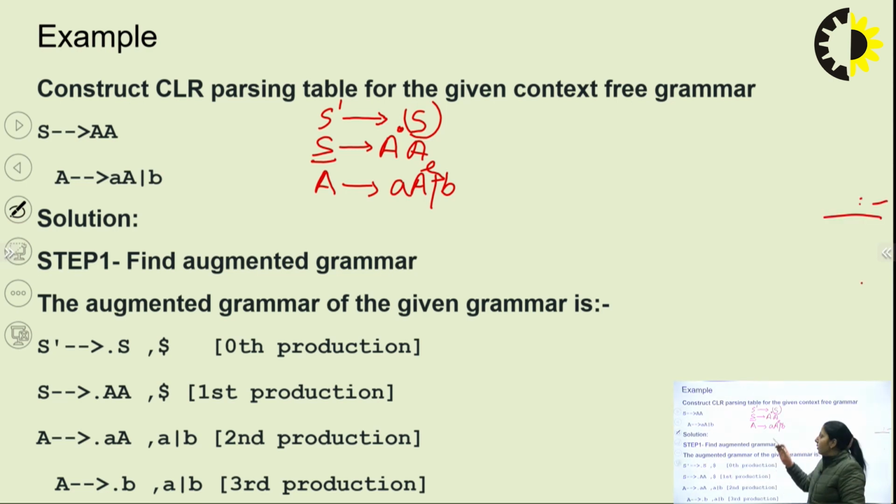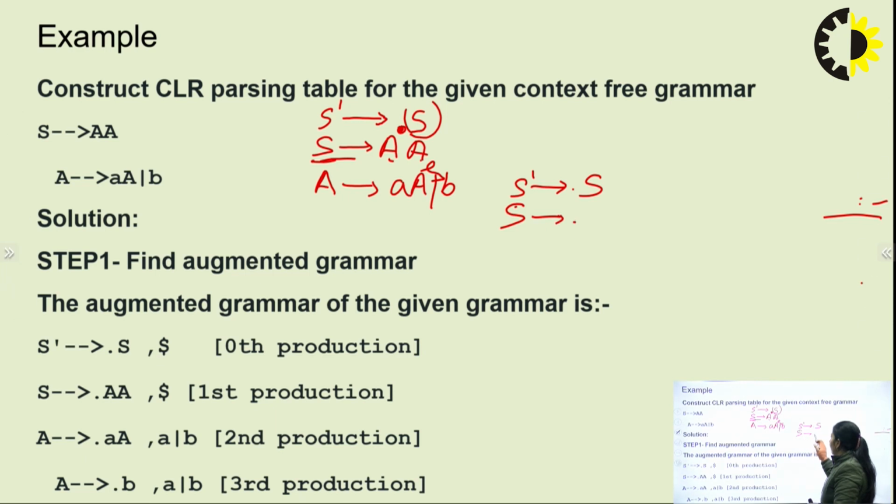So what are those productions? Those productions are S gives A. So what do we have to do? We have to include all the productions that we get from the S. So S' gives dot S. Then the productions of the start symbol are S gives dot A and A. Right, here we have the dot.